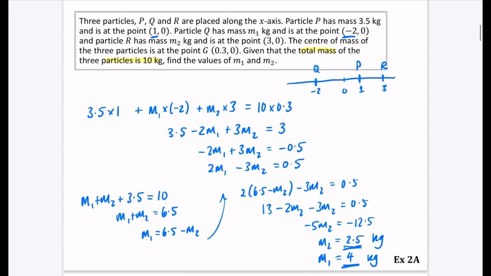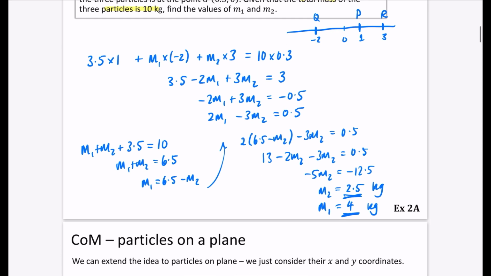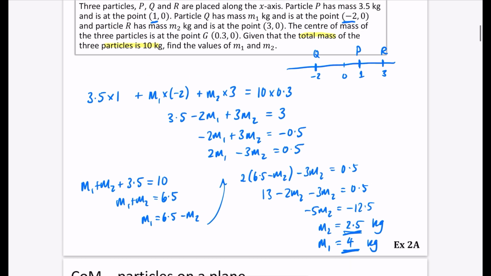It's basically just a bit of simultaneous equations. This whole process we did here, you could just do that straight away on your calculator. So that's pretty much the beginning of these concepts. Go and have a go at exercise 2A, and in the next one, we're not just going to do them on a line, we're going to extend that idea to them acting on a plane.